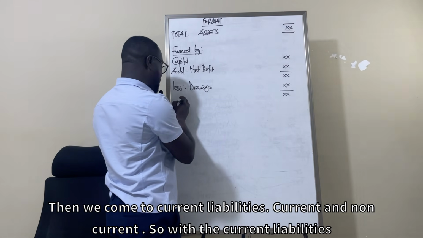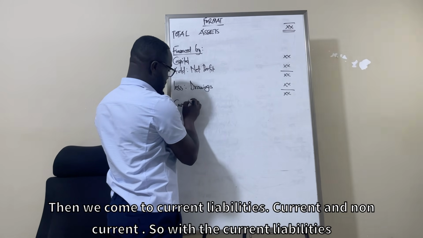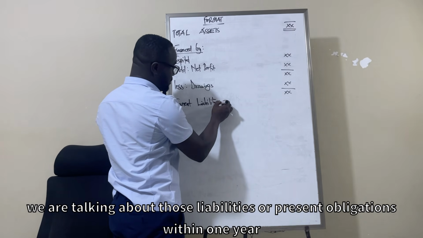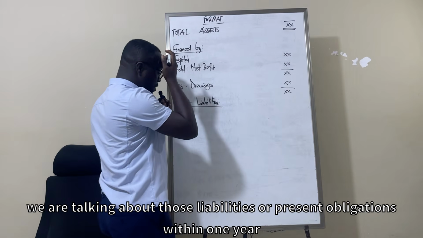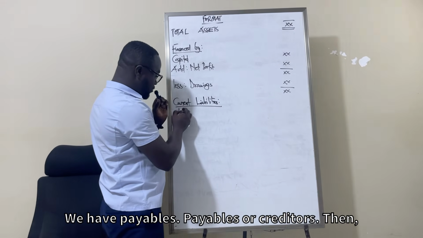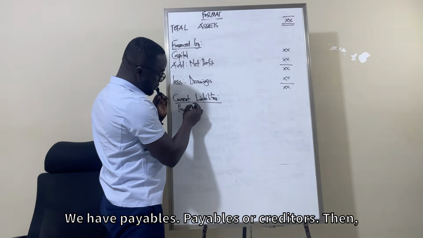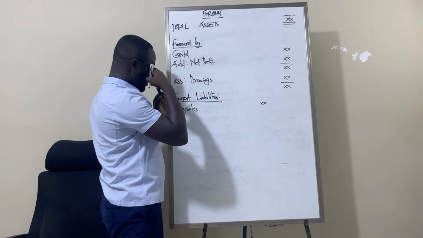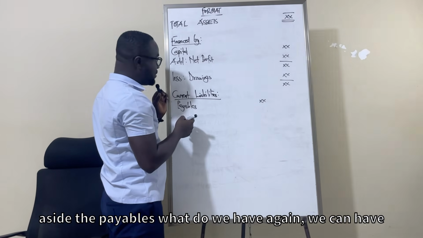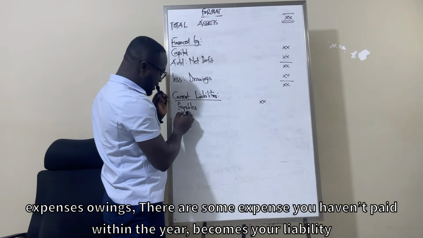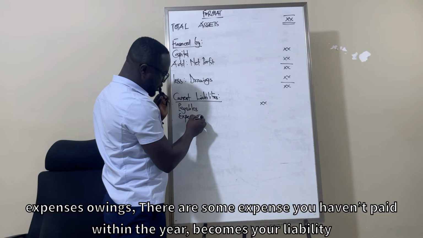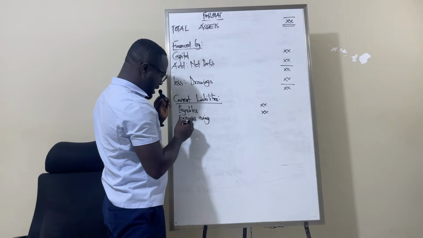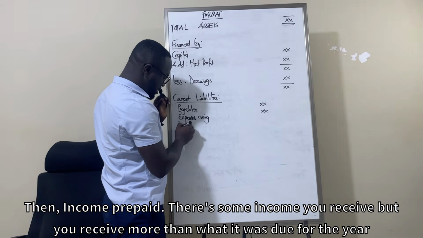Then we come to current liabilities. Current and non-current. With the current liabilities, we are talking about those liabilities or present obligations within 1 year. We have payables or creditors. Then, aside from the payables, what do we have again? We can have expenses owing. There are some expenses you haven't paid within the year, which become your liability. Then, income prepaid.